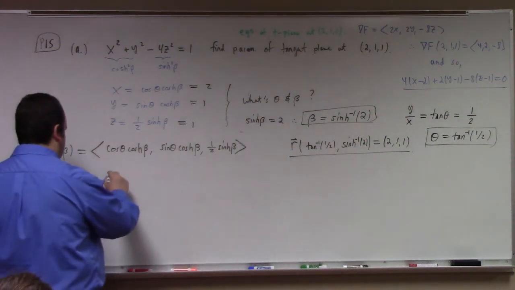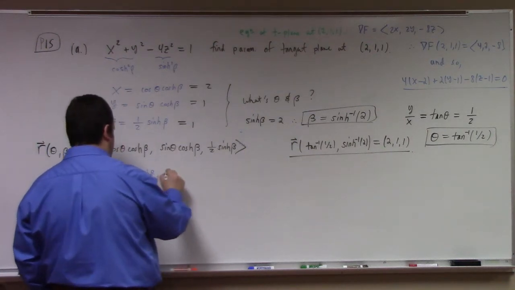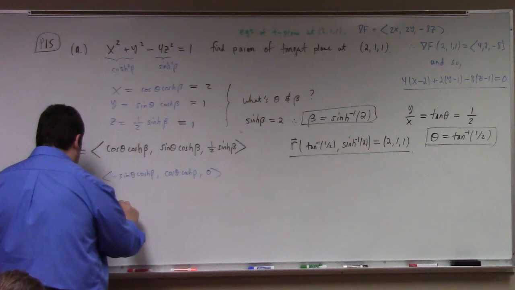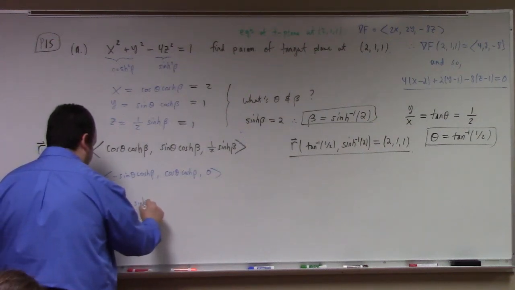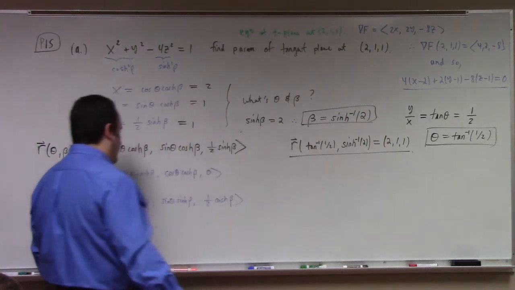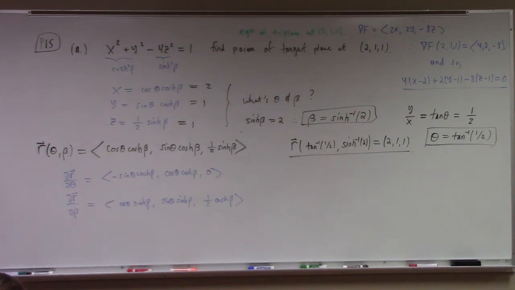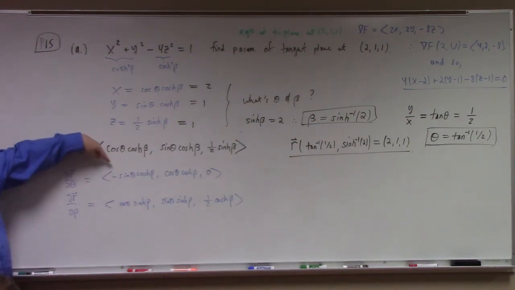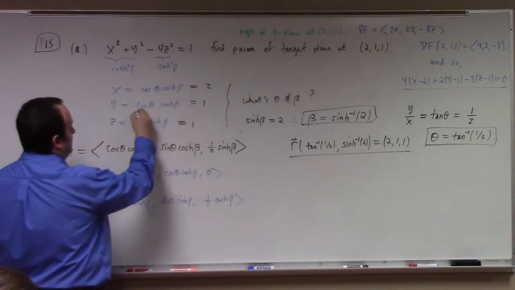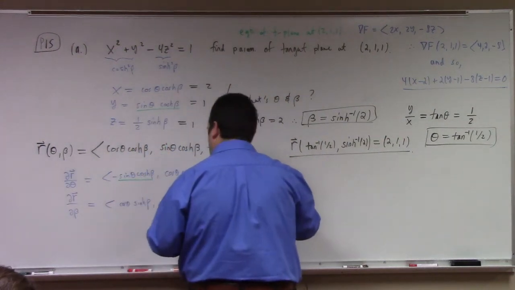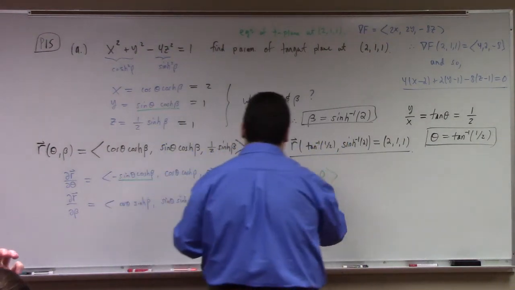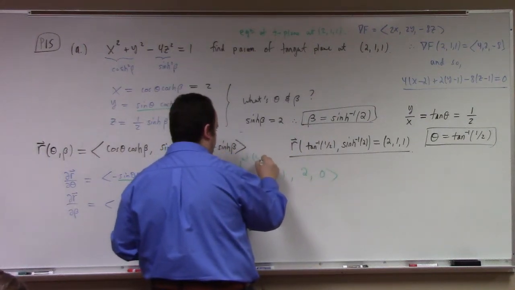So like partial r, partial theta is (minus sine theta cosh beta, cosine theta cosh beta, 0). Yay. And partial r, partial beta is, by the way, (cosine theta sinh beta, sine theta sinh beta, 1/2 cosh beta). By the way, if you're clever, sometimes you notice that we know these things, right? If you look at the point we're interested in, what is this? Yeah. So this is equal to minus 1. How about cosh is 2? So this is at (2, 1, 1). All right.